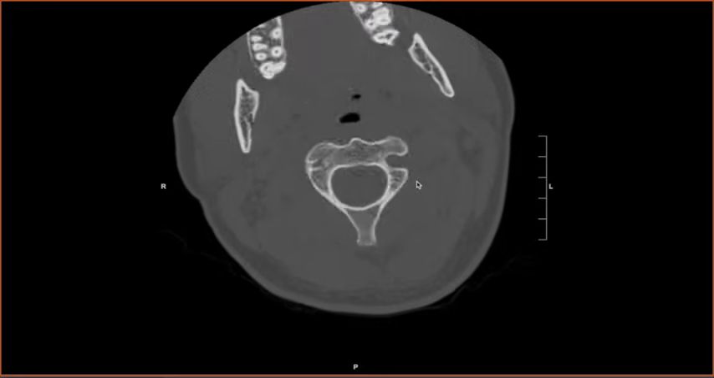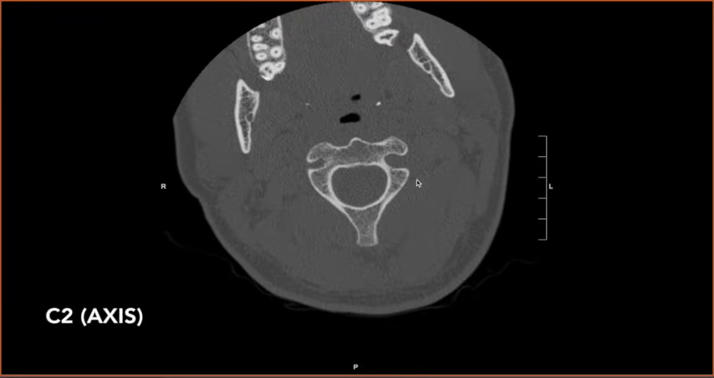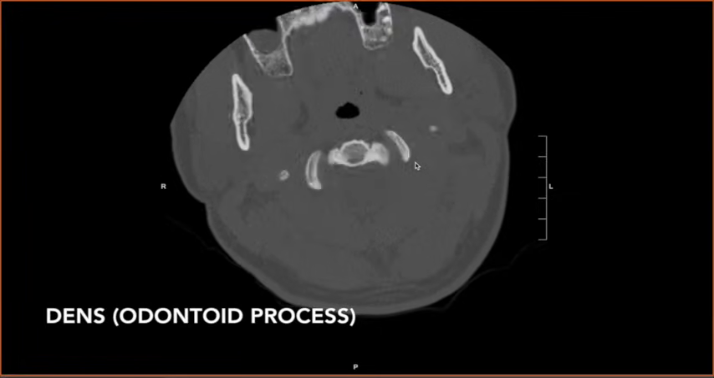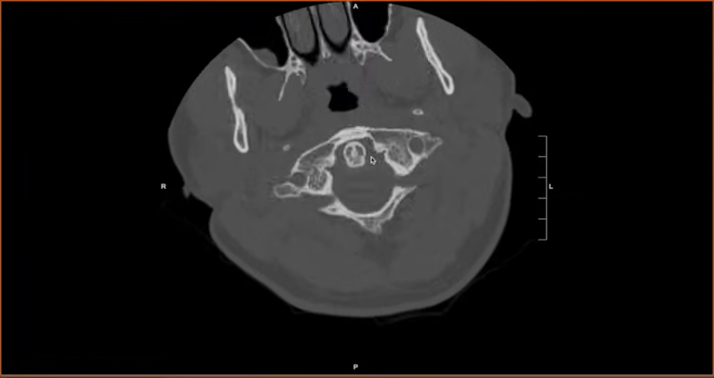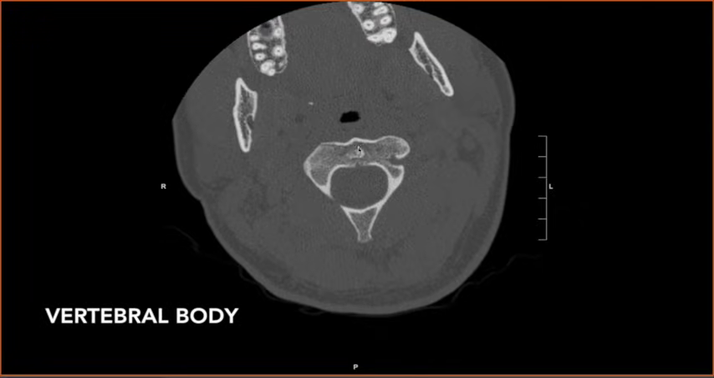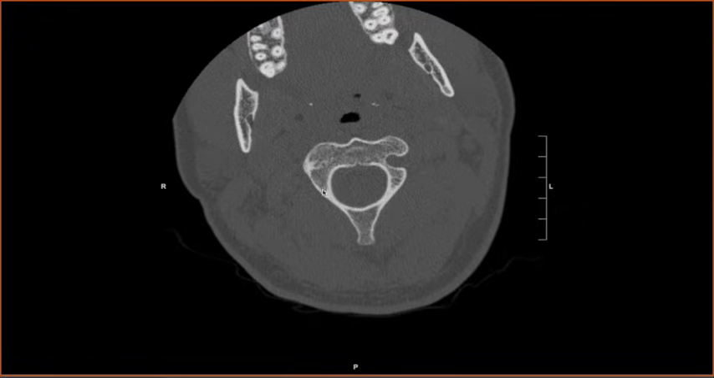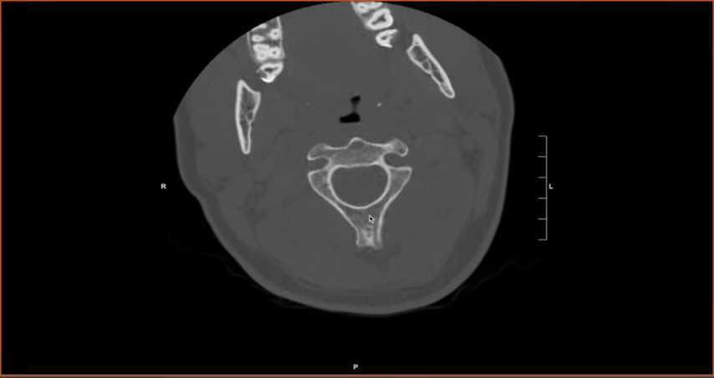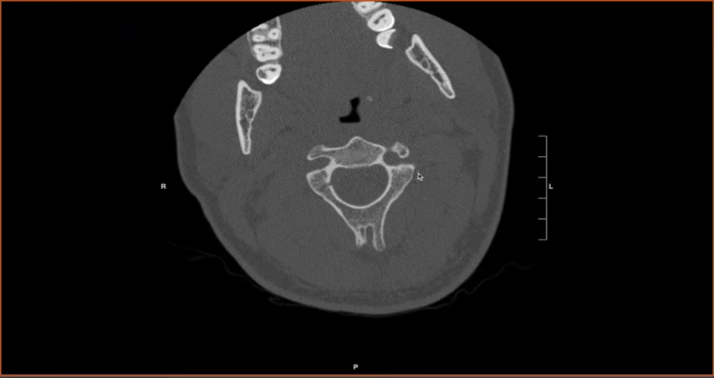As I scroll down, this is C2. It is made up of the dens superiorly, and as I scroll inferiorly, the body. These are the pedicles. Pedicles, think feet. The feet are coming off the body, and these here are the lamina. Again, we have the transverse processes with the transverse foramina.